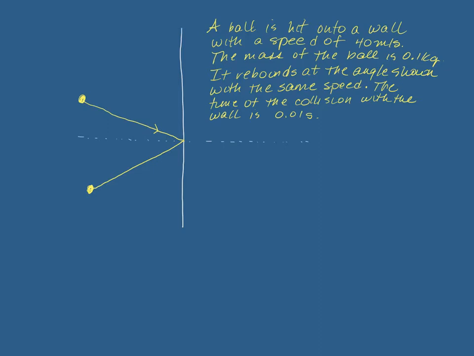So the angle I'm going to use in this problem is this angle right here is 75 degrees, okay, which means that this angle is also 75 degrees. So why don't you pause it right now and see if you can figure out what the initial x and y components of the velocity are.